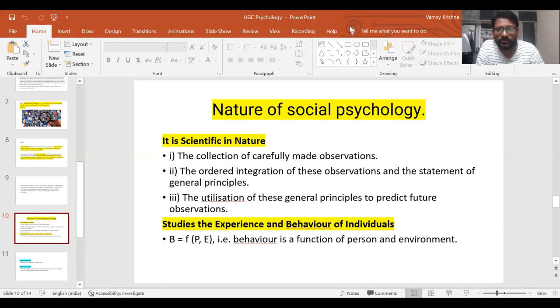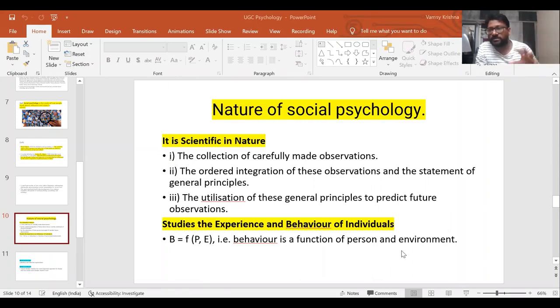And coming to the next point, social psychology studies the experience and the behavior of individuals. So if you see the nature, right? The second point that we are dealing with here is that it studies the experience and behavior of individuals, which is put forth in an equation B equals F of P and E. That is, behavior is a function of person and environment.